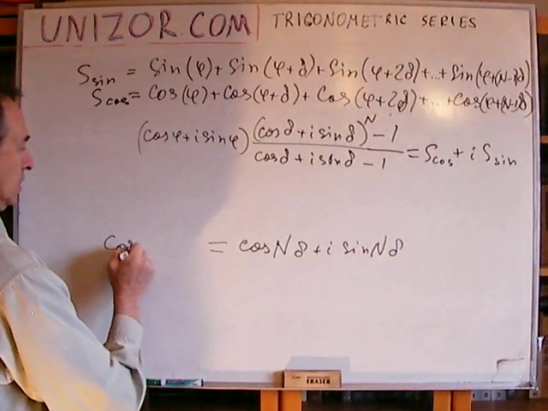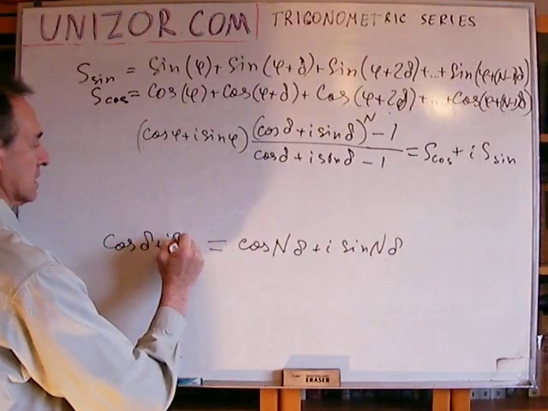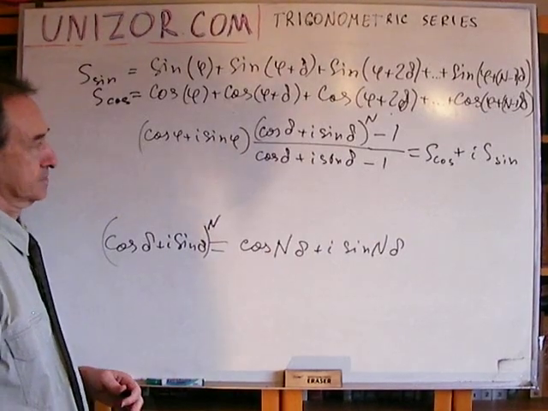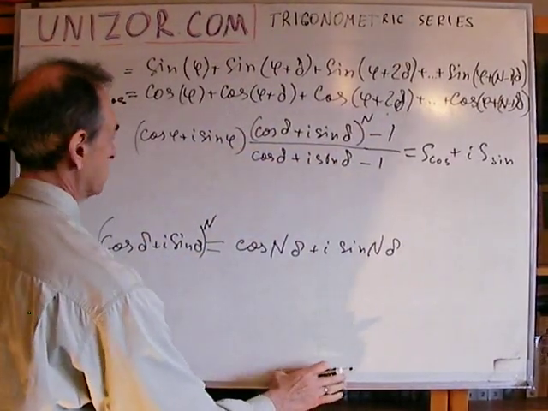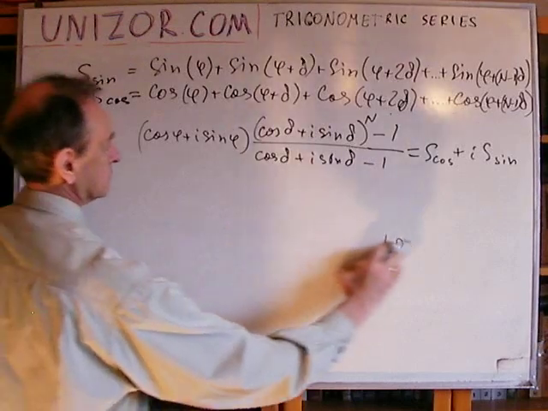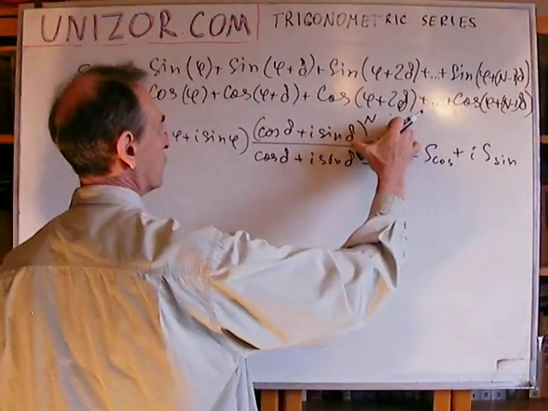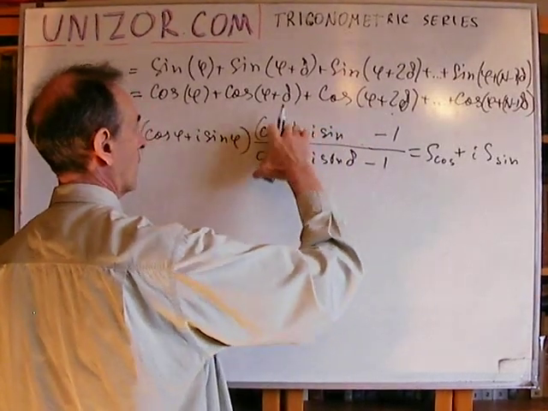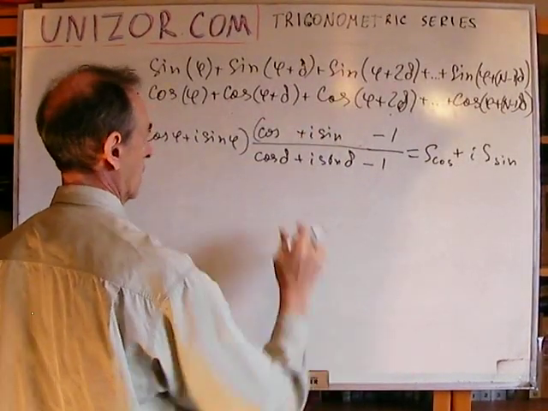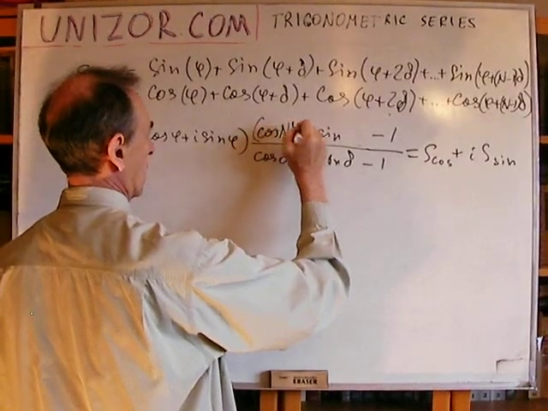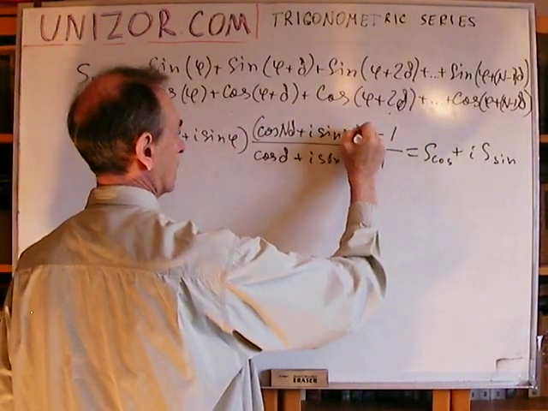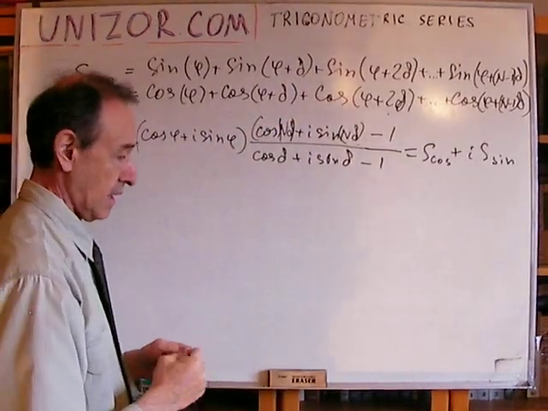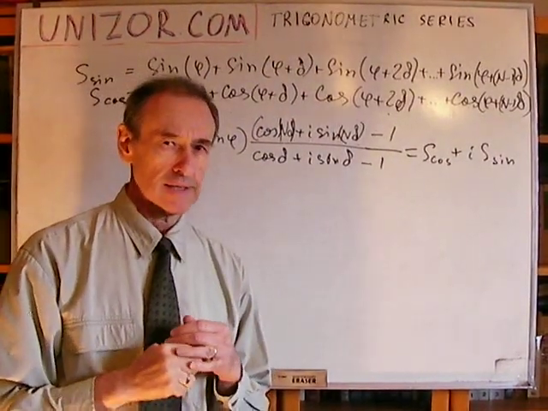That's what cosine delta plus i sine delta to the power of n is. So that's how I can put it here. And my formula would be cosine n delta plus i sine n delta. Now, is that the end of it?